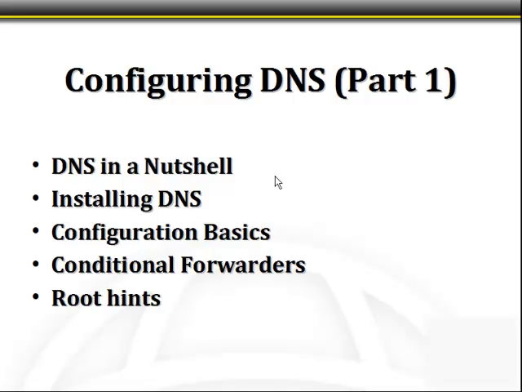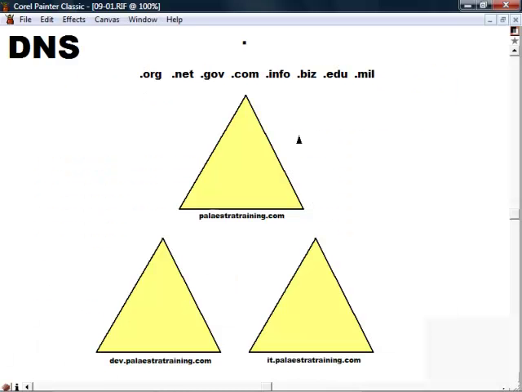In this lesson on configuring DNS Part 1, we're going to look at 5 key areas. First of all, we'll review DNS, the domain name system, in a nutshell. We'll look at the process for installing DNS, then look at some configuration basics in Server Manager. We'll also talk about configuring DNS on the server core, and then we'll define things like conditional forwarders and root hints.